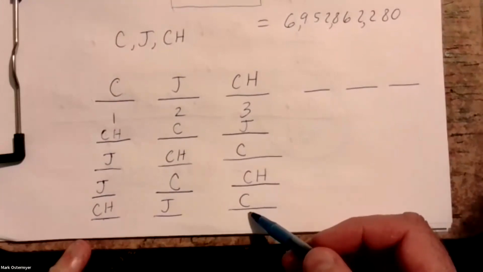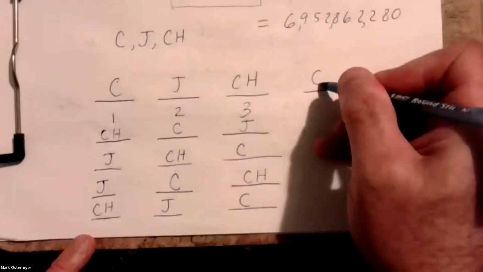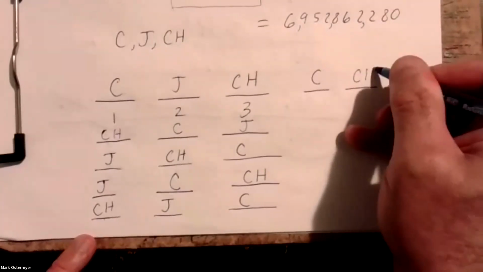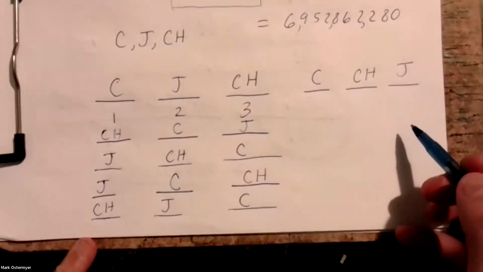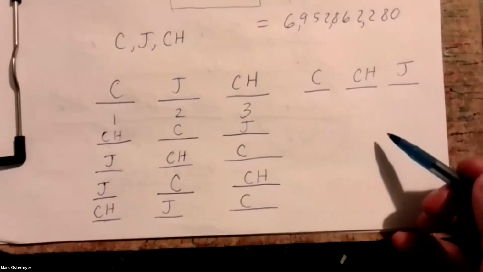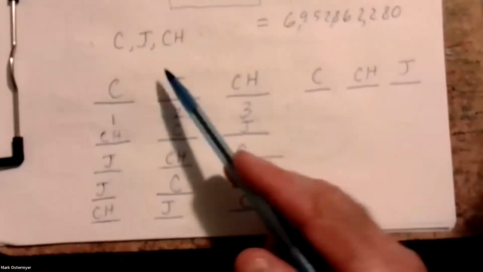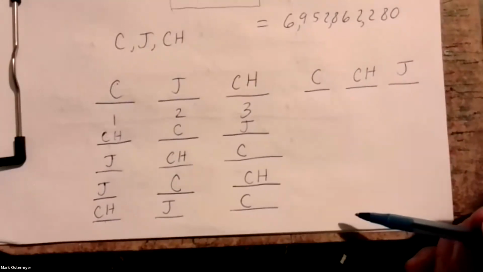Well, I could have Carmen in chair 1, Christina in chair 2, and Juan in what? Chair 3. Do you agree? There's 6 different ways, ladies and gentlemen, of arranging these 3 people into a different portrait. 6 different ways.